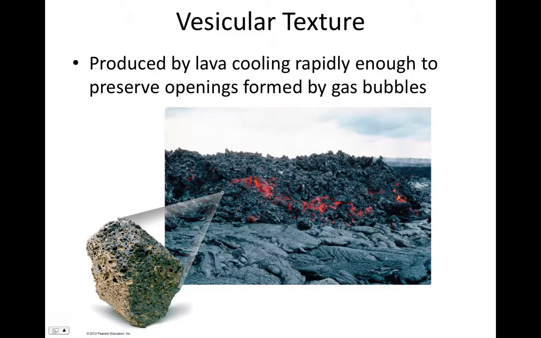Next we have vesicular texture. A vesicular texture occurs whenever molten rock, usually at the surface, in the form of lava, cools rapidly enough that gas bubbles in the lava are preserved. You can see these little tiny bubbles in here. Whenever those gas bubbles are found in the rock, giving these little vesicles, we call that texture the vesicular texture.